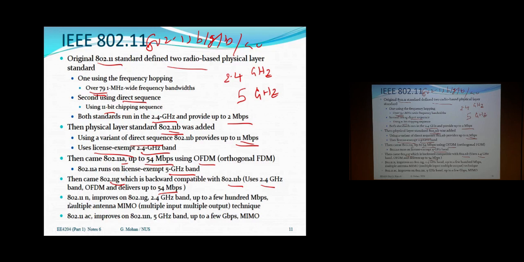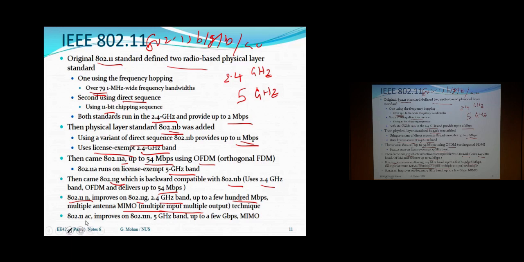Then evolved what is called 802.11N, which improves on G. It operates in the 2.4 gigahertz band and could offer a few hundred Mbps. Interestingly, it uses MIMO, the multiple input, multiple output technique. Of course, we are not going into all those physical layer techniques, but just remember that it's possible to use different kinds of techniques.